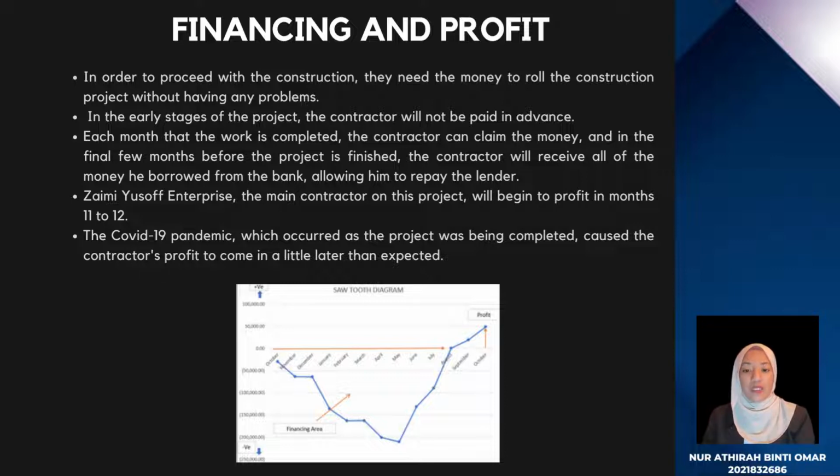Zami Yusof Enterprise, which is the main contractor for this project, will begin to profit in months 11 to 12. The COVID-19 pandemic, which occurred as the project was being completed, caused the contractor's profit to come a little later than expected. That's all from me, and I will pass this slide to Arshad to conclude this presentation.